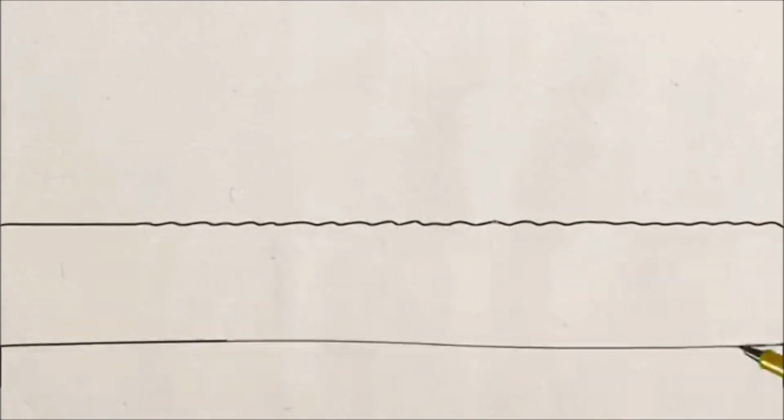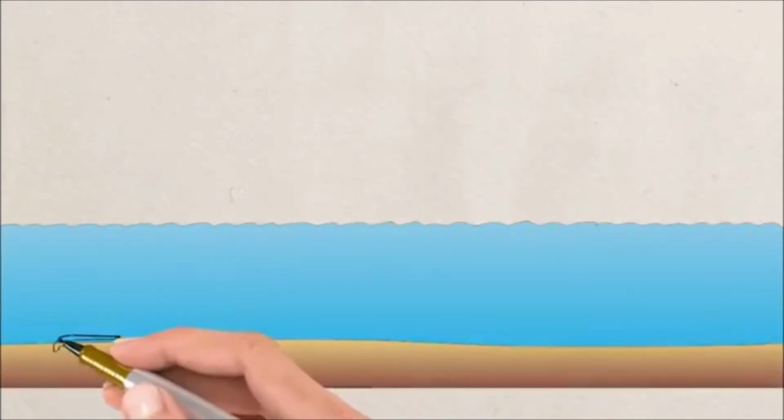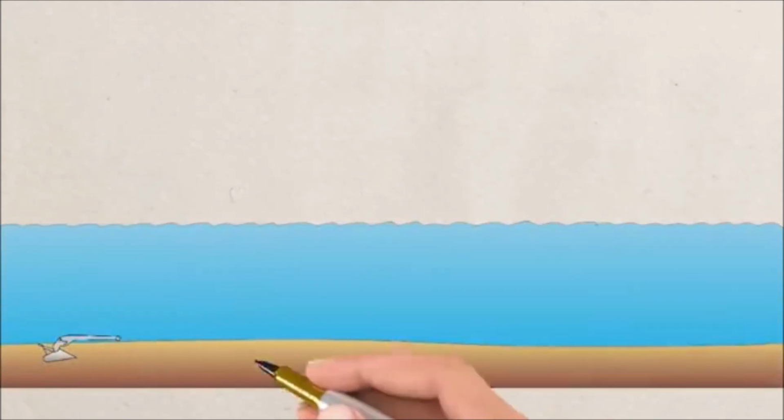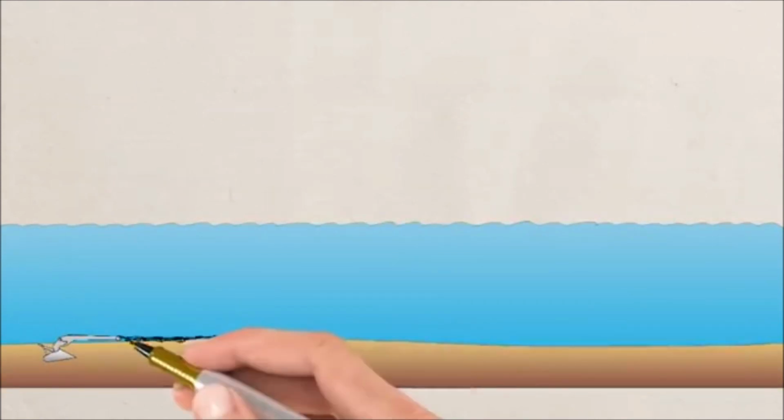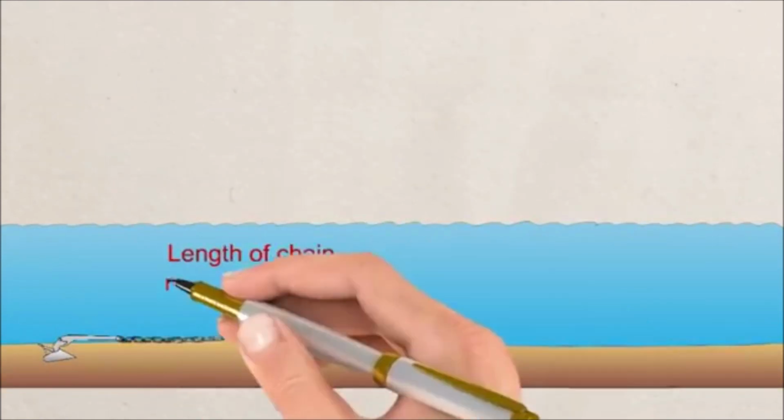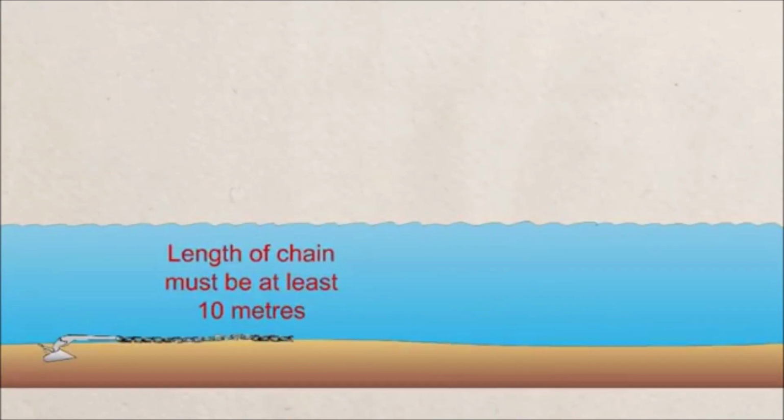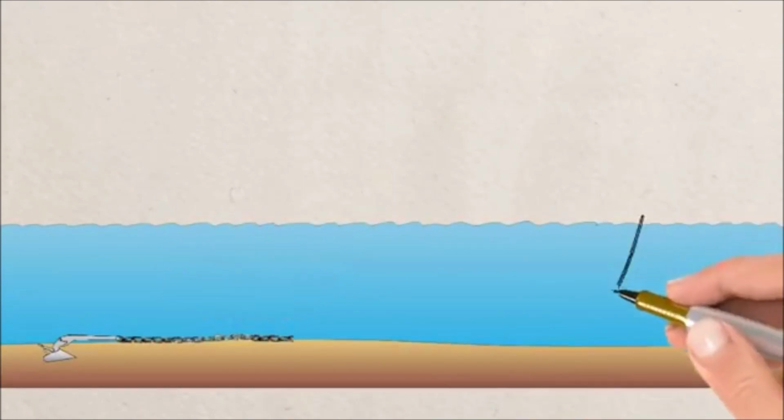So here's the sea and here's the seabed. We're going to put an anchor on the seabed, and the other part of the system is the chain. The chain actually holds the anchor down. It's the weight of the chain that actually holds the boat in place. So we want at least 10 meters of chain.